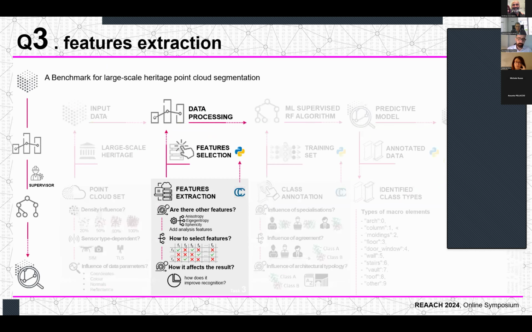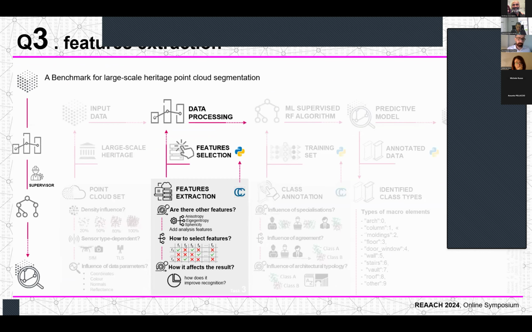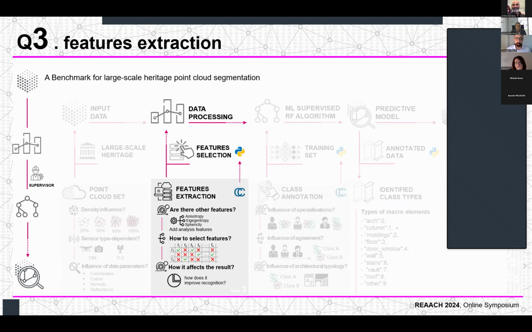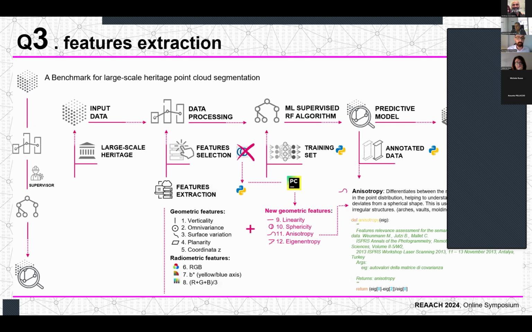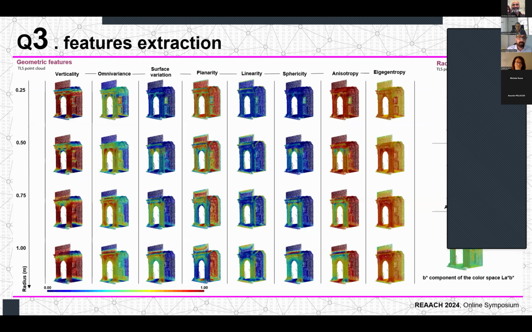Considering that the class recognition is closely related to feature extraction and selection, further consideration must be given to the possibility of computing other features and the influence of their selection on the results. Our first action was to implement RF with additional features, such as linearity and anisotropy. The implementation was conducted in Python by also integrating the computation of the above features, so as not to use an external calculator.